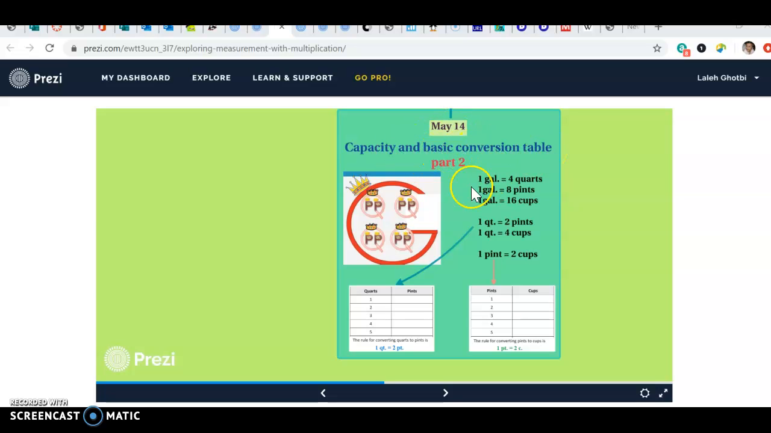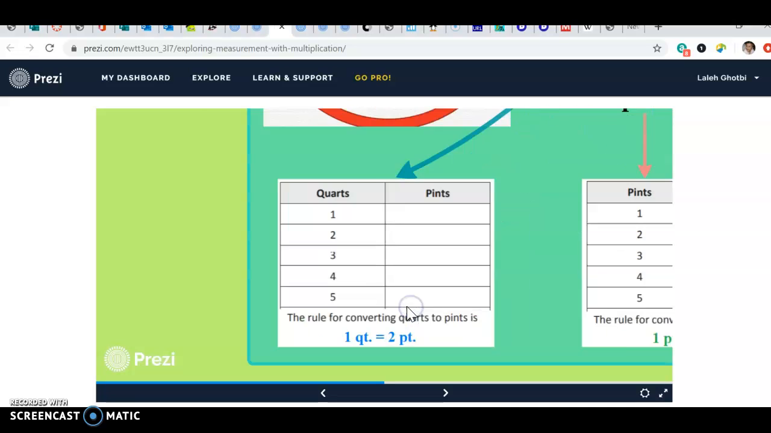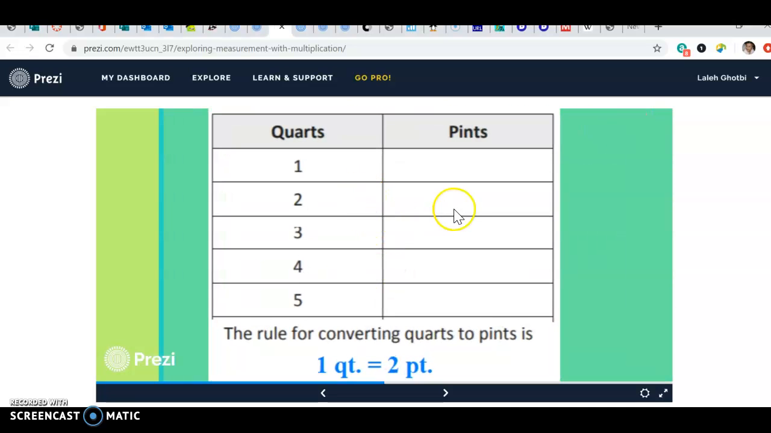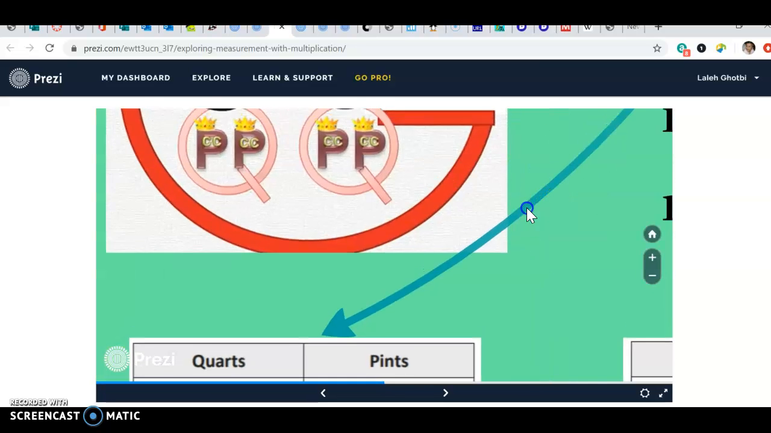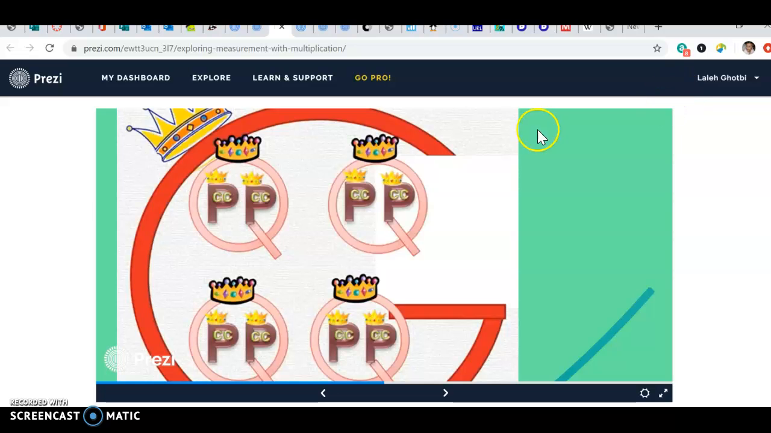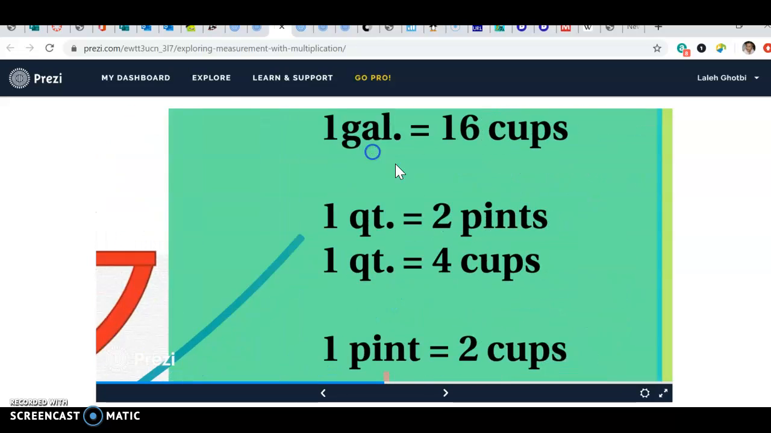Capacity and basic conversion tables. Again, I encourage you to draw this model before you get to your exit tickets, then you don't have to memorize anything. This is the conversion table we just talked about. It says the rule is 1 quart equals 2 pints. If you have this model in front of you, you don't have to memorize the rule. Each quart has 2 pints in it. That's why this is the rule for it. And then converting pints to cups, each pint has 2 cups, so that's the rule, multiplying by 2.